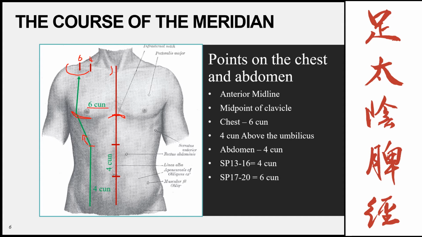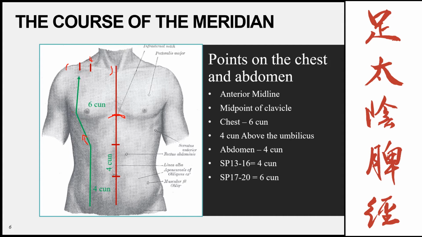the midline. So what this means is that the points from spleen 13 to 16, which is from here to here, will all be 4 tsün lateral to the midline, whereas the points from spleen 17 to 20, which 17 is around here and 20 is up here, will all be 6 tsün lateral to the midline.